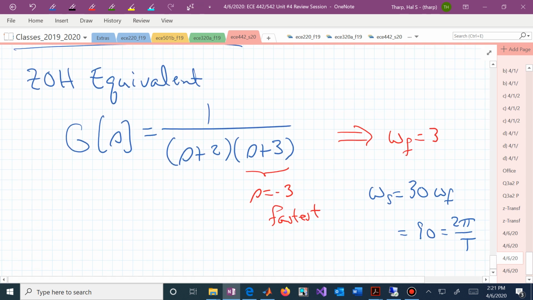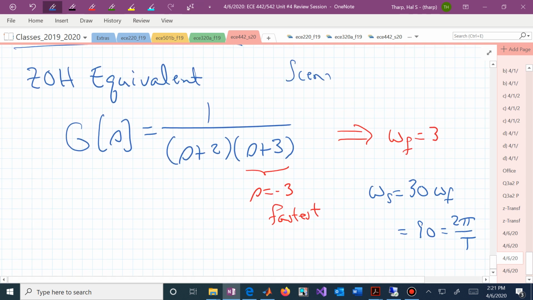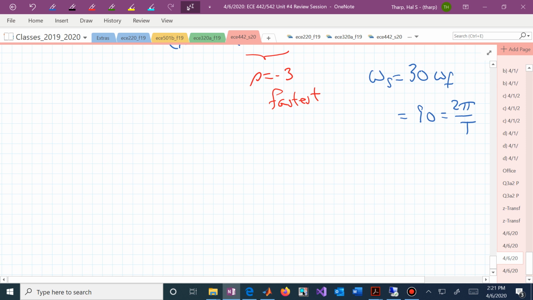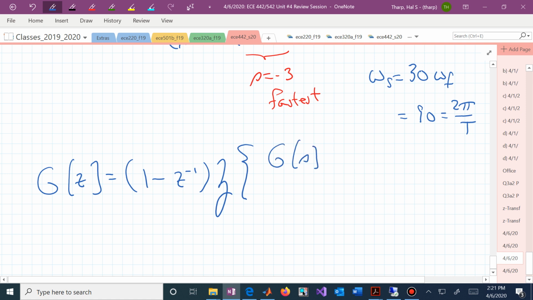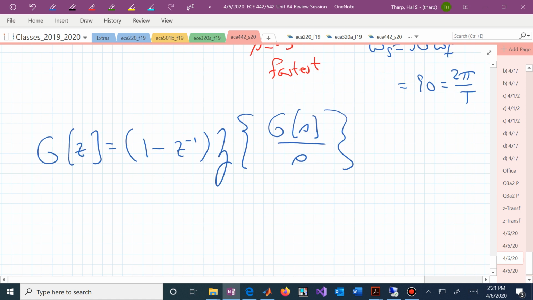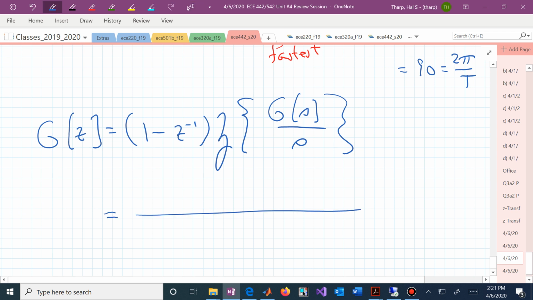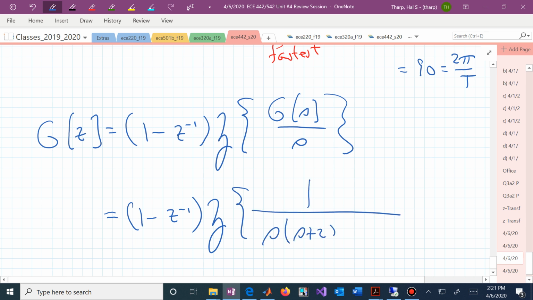But if you're now wanting the zero order hold equivalent, this is scenario number 2. And in scenario number 2, we have capital G of Z. We're trying to find this transform expression. That's 1 minus Z to the minus 1, times the Z transform of G of S over S. Or we simply put another pole in the G of S at the origin, so that now we have 1 minus Z inverse, times the Z transform of 1 over S(S plus 2)(S plus 3).